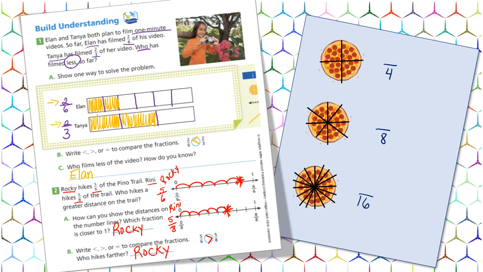And now I'm going to give you the same numerator on each one. I want to count just one of those parts. So I'm going to go ahead and shade one part out of the 4. I'm going to shade one part out of the 8.